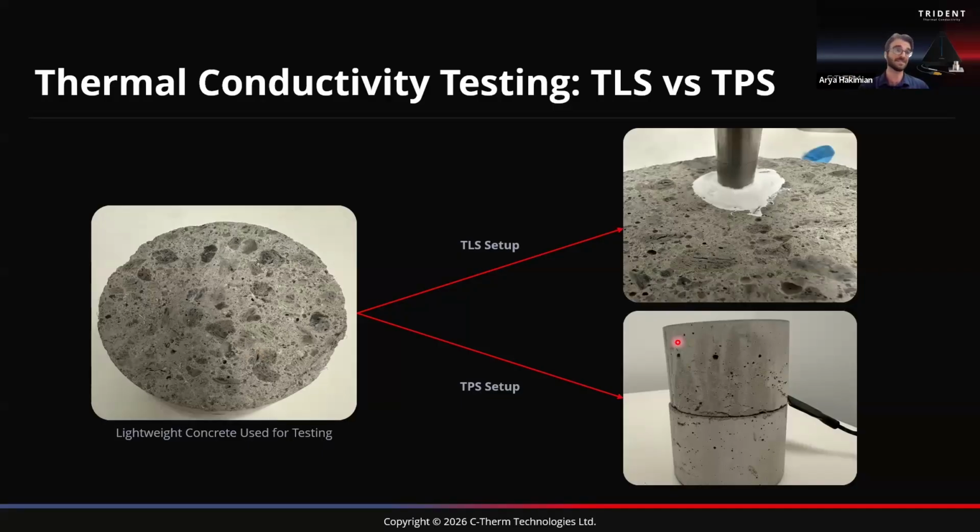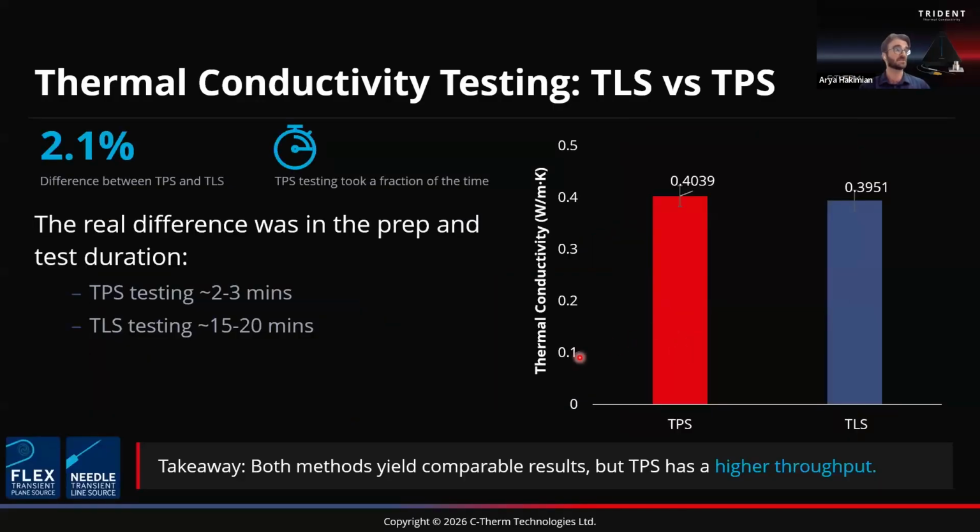And actually, when you look at the data here, the results between the two are near identical, within a couple percent. The idea here is, again, by matching a size, a TPS sensor that evaluates a volume that is representative based on the scale of heterogeneity, it is essentially a negligible difference. Where the difference really came from was in the total prep time and testing time. I roughly timed myself on how long it took to prep and get one measurement done. TPS start to finish about 2 to 3 minutes, compared to TLS, which was significantly longer.